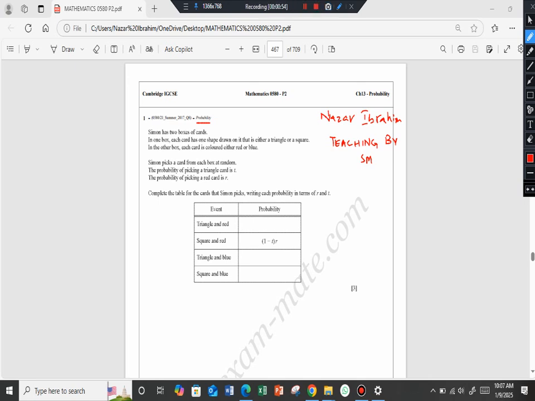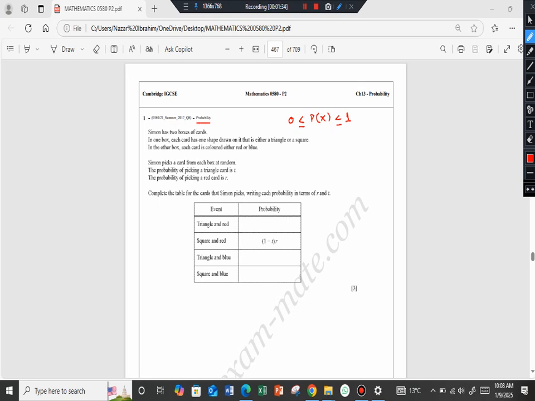Probability means that we are calculating the possibility of an event, that either this event can occur or not. So the probability of an event, denoted by P(x), where x is that event, lies between 0 and 1, greater than or equal to 0, less than or equal to 1, right?